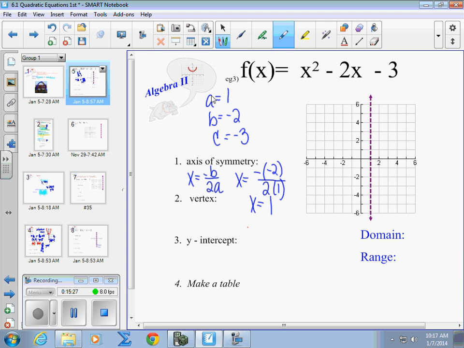To find the vertex, after you found the axis of symmetry, which is 1, you're going to plug it in the function. So we go back up here and we plug it in the function. We get 1 squared minus 2 times 1 minus 3. We get 1 minus 5, so we get negative 4. The y value of the vertex is negative 4. So we're at 1 and negative 4.